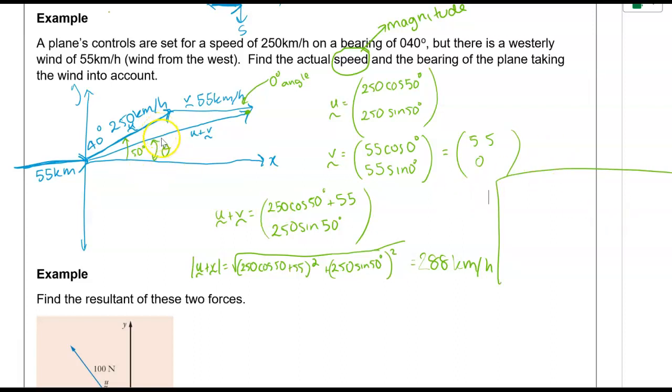Now to get this angle theta, we're thinking of a triangle here. That is a right angle. We're going to be in terms of tan. We're going to go opposite on adjacent. So that's our vertical component divided by our horizontal component. Make sure we're using the right vector, which is 250 sine 50 divided by 250 cos of 50 plus 55.